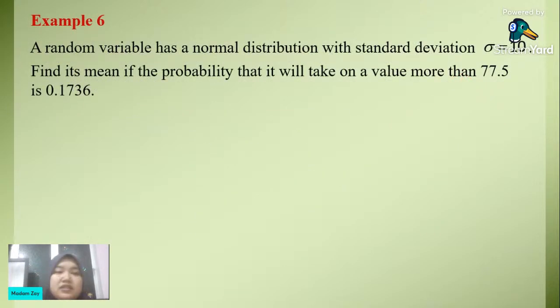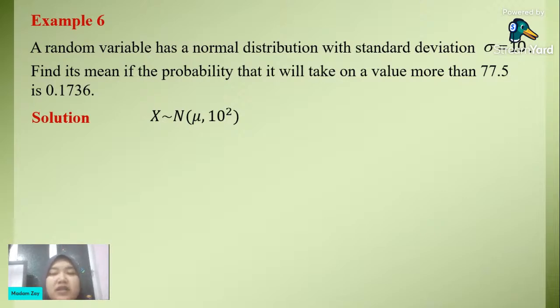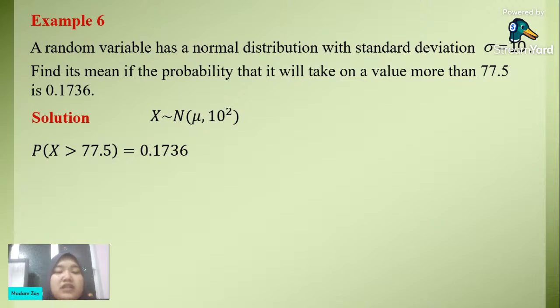Now for example 6. A random variable has a normal distribution with standard deviation sigma equal to 10. Find its mean if the probability that it will take on a value more than 77.5 is 0.1736. Now we don't have the mean, but we have the probability for x more than 77.5. So we take out all the information. X is a normal with mu as the mean and 10 squared as the sigma squared. We don't know the mean, so we represent it as mu, and it's given that probability of x more than 77.5 is equal to 0.1736.